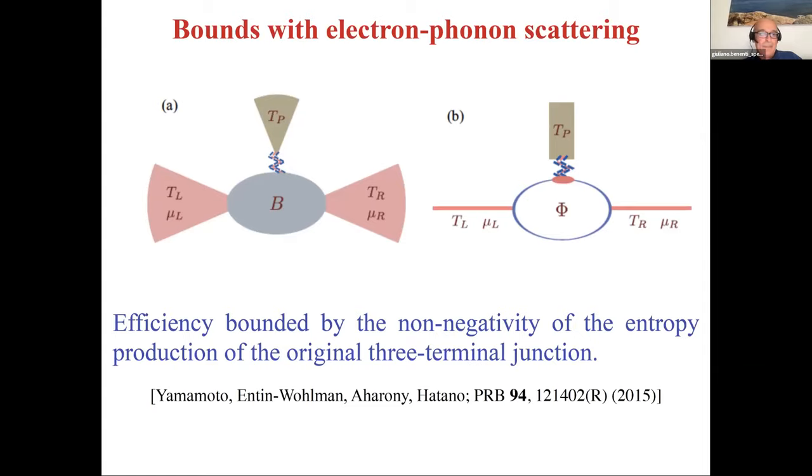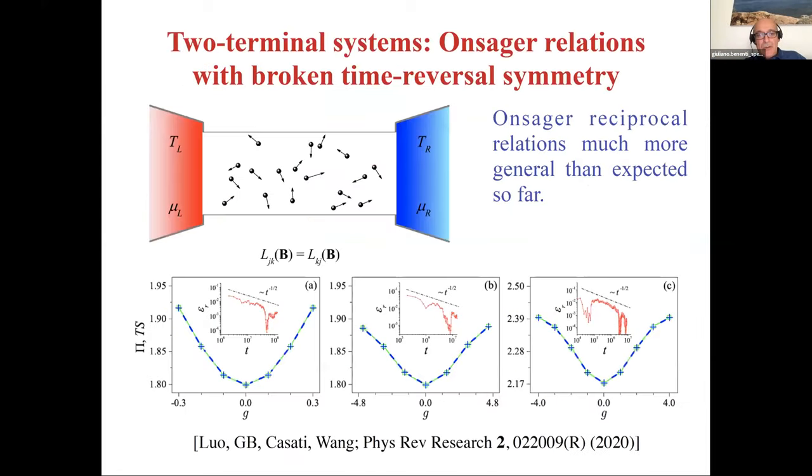And then you can also have a different kind of calculation from this group, based on phonon modes coupled to some system, could be a dot, with a magnetic field. The point is that you require non-negativity of the entire system, or the original entire three-terminal junction, and this gives you that you cannot go to Carnot, basically. So far so good. Then you can ask, what if, besides phonons, I include electron-electron interaction? Two-terminal system, but I include electron-electron interaction.